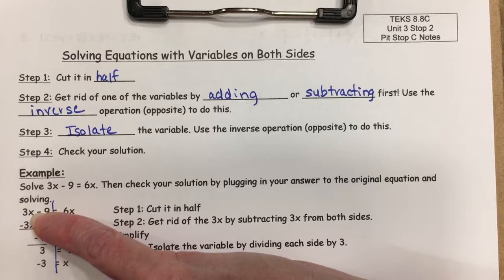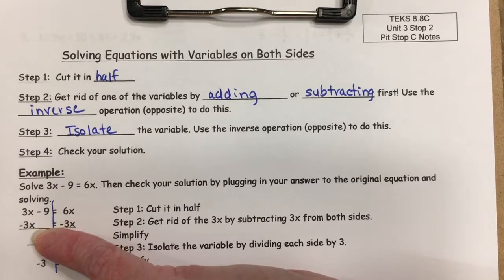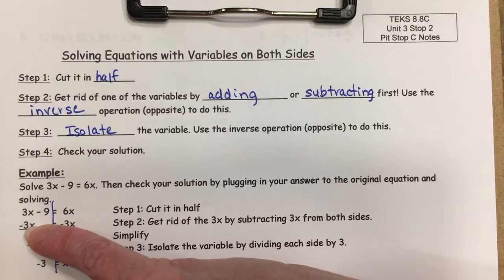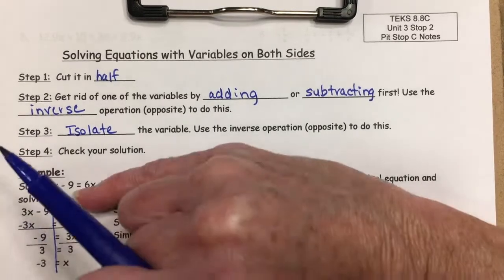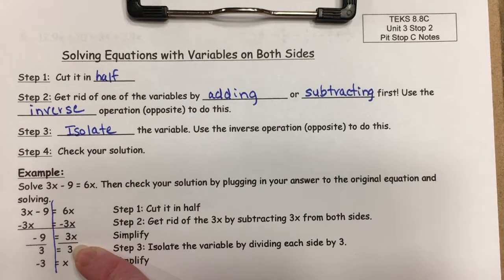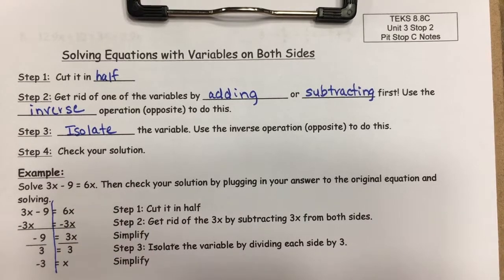So this is a positive 3x right now. To get rid of it, I need to subtract 3x, or I need a negative 3x. So I'm going to subtract. 6x minus 3x is just a positive 3x. I treat this the same way even if there's a variable. So 6 minus 3 is 3x. And I'm going to bring down the minus 9.